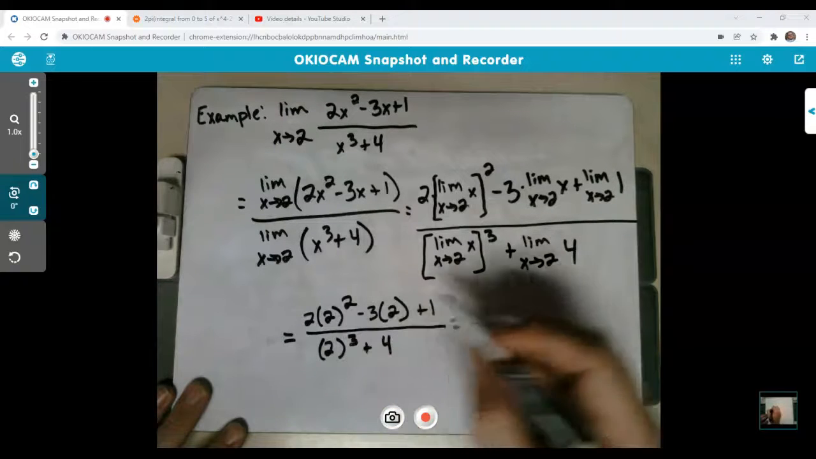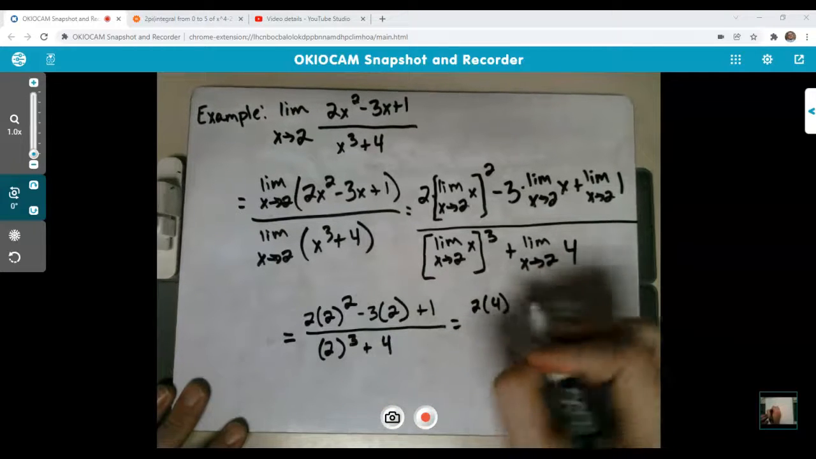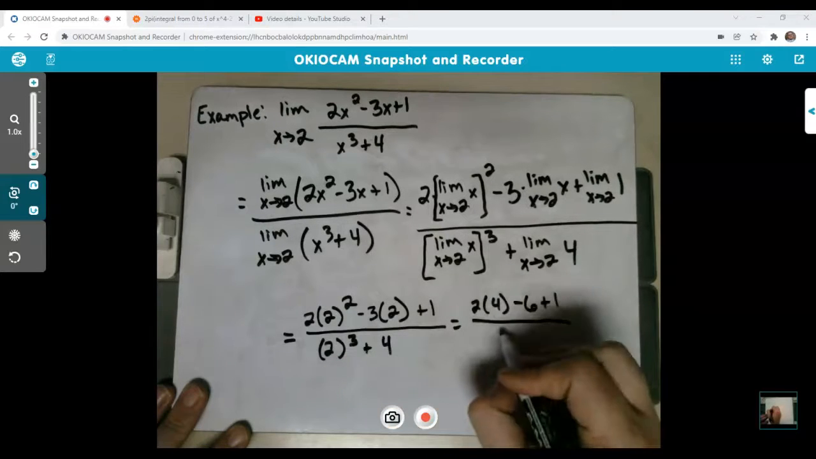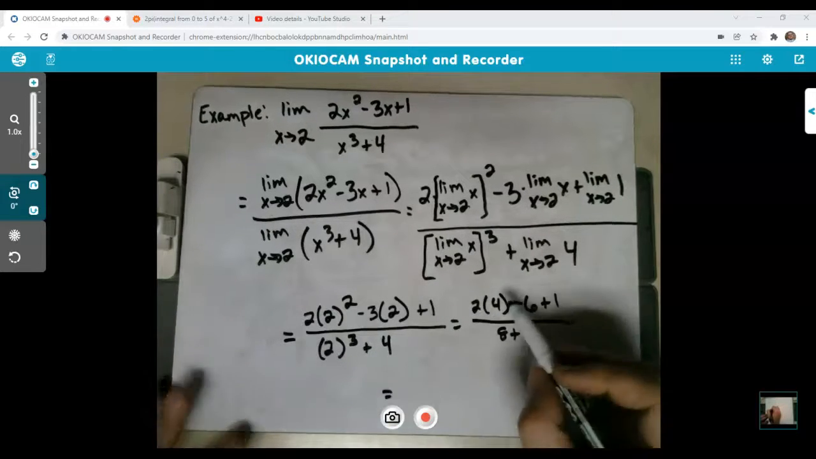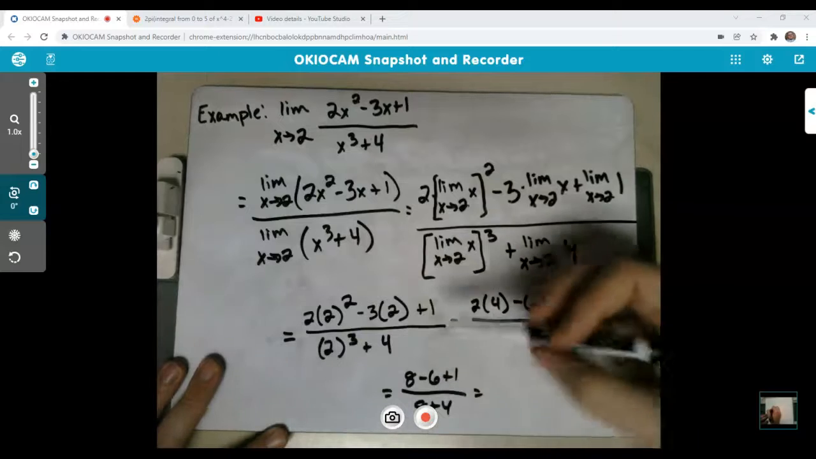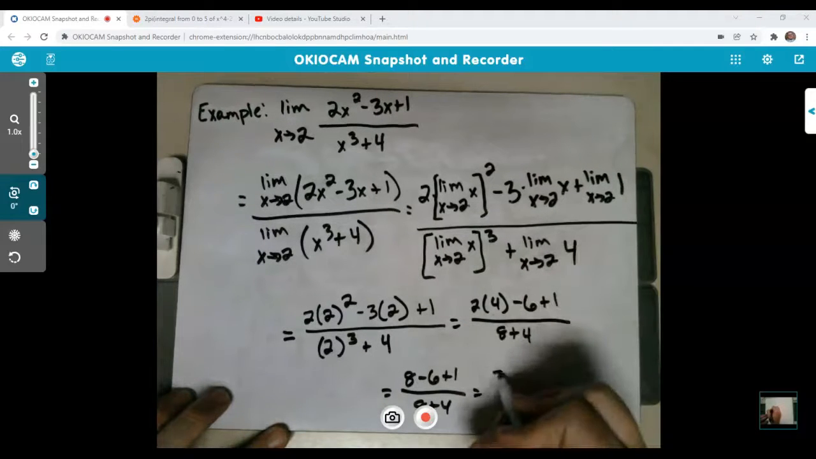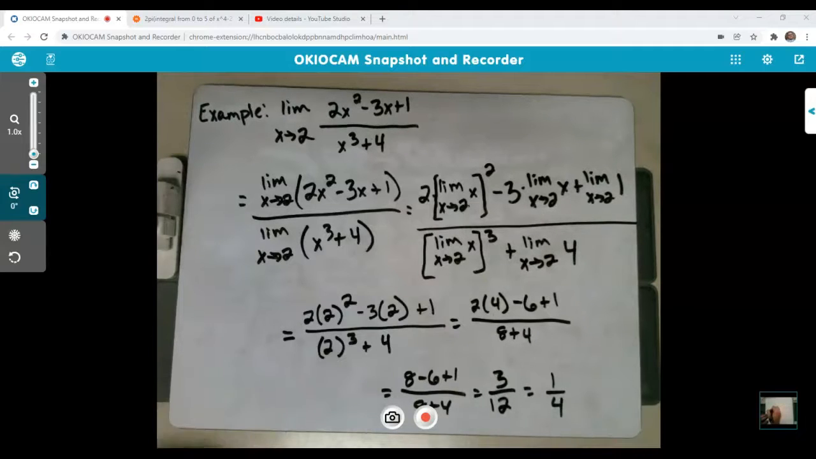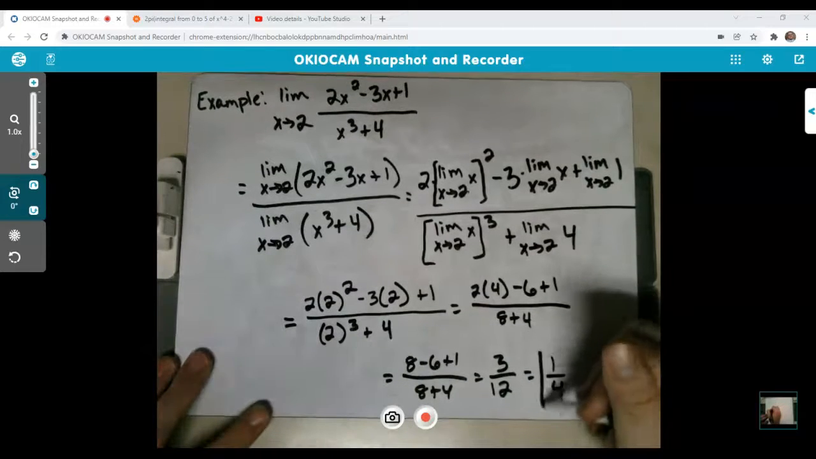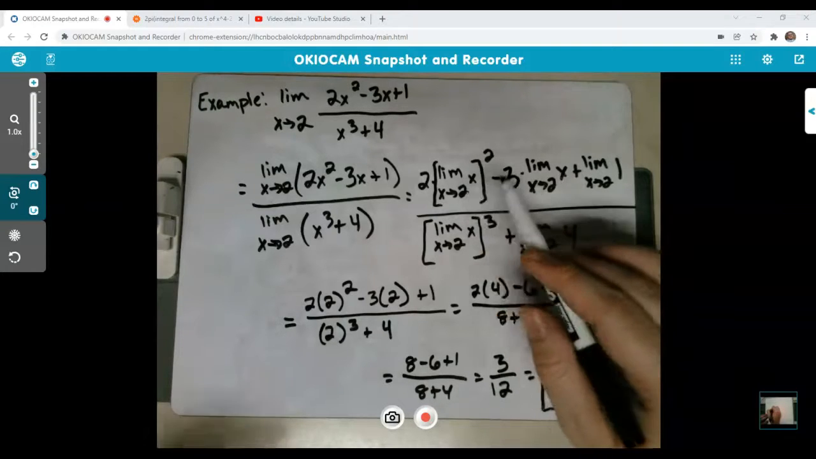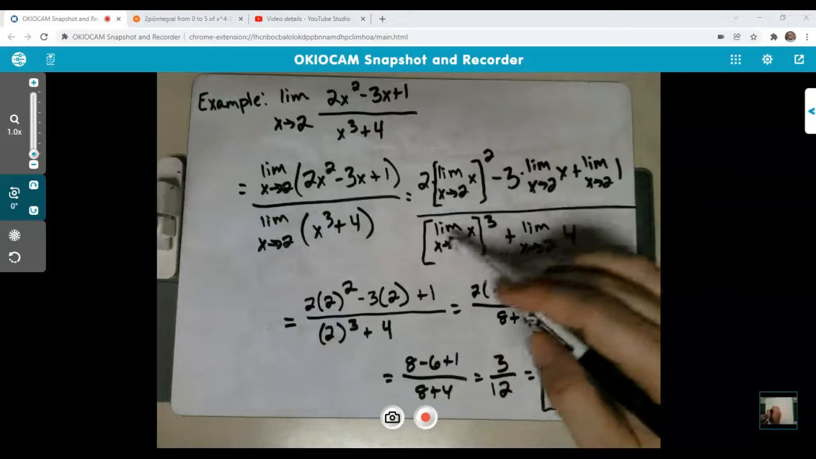So 2 squared is 4, so that's 2 times 4. Minus 3 times 2 is minus 6. 2 to the third is 8, so that's 8 plus 4. 2 times 4 is 8, so that becomes 8 minus 6 plus 1 over 8 plus 4. 8 minus 6 is 2, 2 plus 1 is 3, over 8 plus 4 is 12, and reduce that to 1/4. So, like I said, the very cool thing about these is I can break it down into something that's not very hard, right? Because I know each of these.